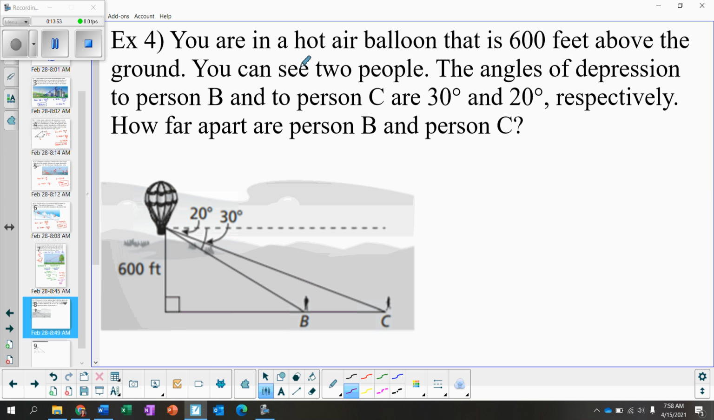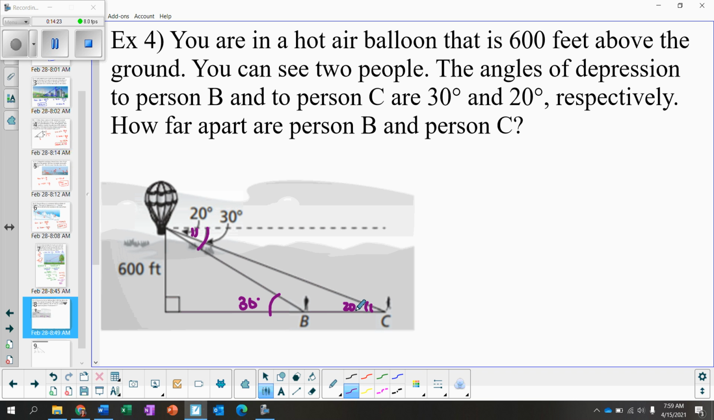So because I know that these lines are horizontal, I know they're parallel, which means alternate interior angles are congruent. So the angle of elevation and angle of depression will always be congruent to each other. So if this entire angle here was 30 degrees, then this entire angle here is going to be 30 degrees. And if this smaller one was 20, this smaller one is 20.